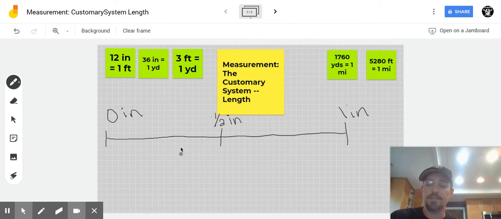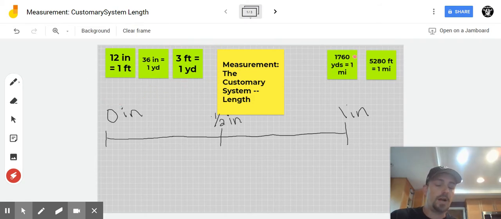Okay, so length. Now, first of all, there are some basic units or conversions that you need to know for customary length. 12 inches equals 1 foot. That is certainly an important one. 36 inches equals 1 yard, and 12 times 3 is 36, so therefore 3 feet equals 1 yard right there. So these three you definitely need to know and memorize.